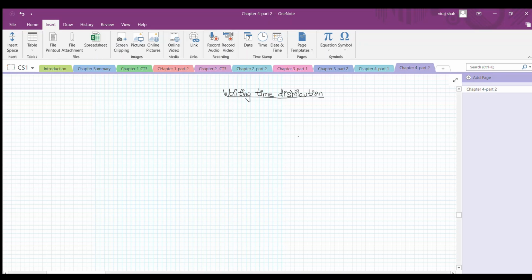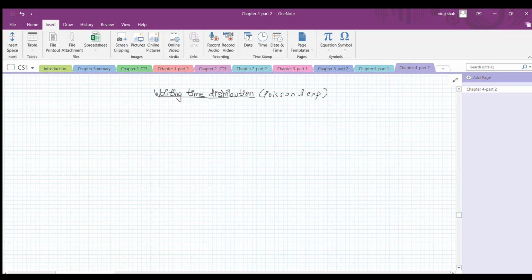Starting with it, let's start with the waiting time distribution. This is not a new distribution. Basically, it's just a combination of the Poisson and exponential distributions. It's not a new distribution at all. So basically, what does my waiting time distribution say?